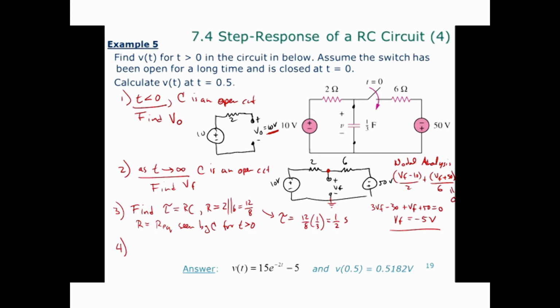Now that we've got all the pieces, we assemble the whole solution. So V of t is going to equal, according to the formula, VF, the final voltage at infinity, plus V0 minus VF, e to the minus t over tau. We pull up our VF, so that's minus 5 volts, plus V0 minus VF. V0 is 10 minus negative 5, e to the minus 2t, because that's 1 over tau, which gives you this answer right there. So they're really a breath of fresh air, aren't they?